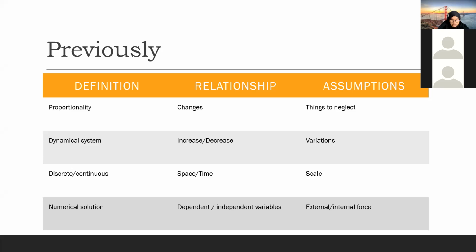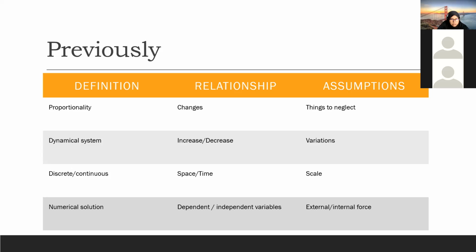Okay. Kita nak tahu perubahan tu, kita ada benda-benda yang kita make assumption, which is things that is to neglect. Dynamical system is an increase or decrease in the relationship between two variables. So we have the set of increase or decrease for the data.